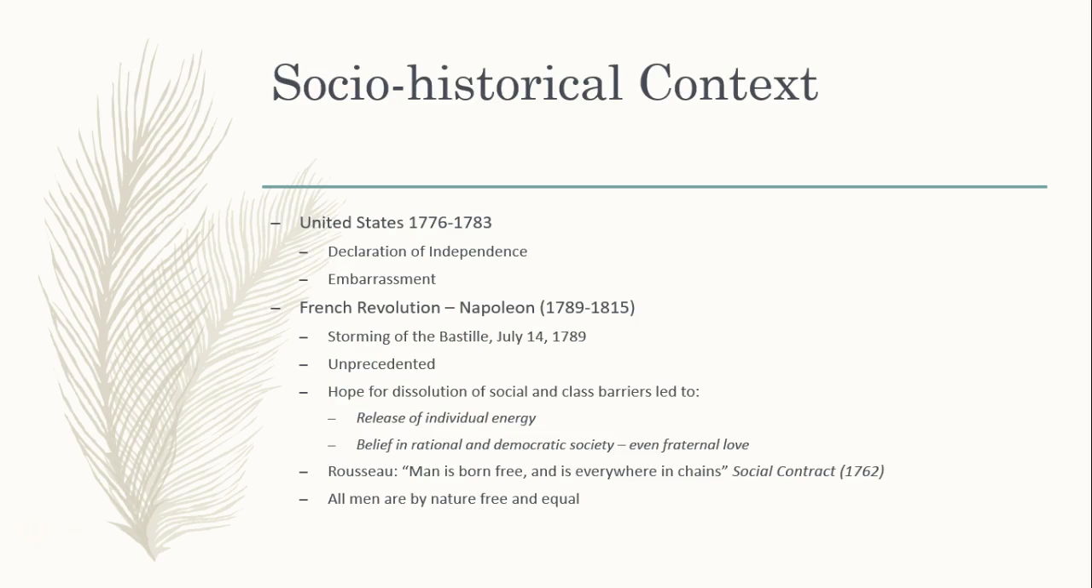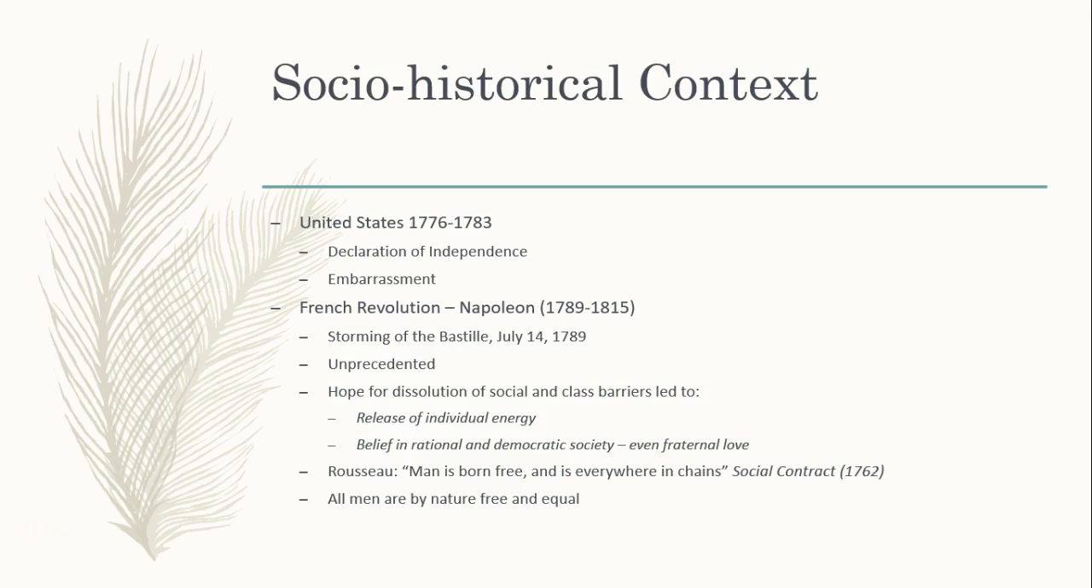Let's start with the socio-historical context. We have to remember, 1776, the United States declared independence from Great Britain. In 1783, the United States succeeded in gaining independence, which was a bit of an embarrassment for the British nobles of the time. Remember, Great Britain at that point was the largest imperialist country in the world. It had holdings globally, and the United States was a prize.